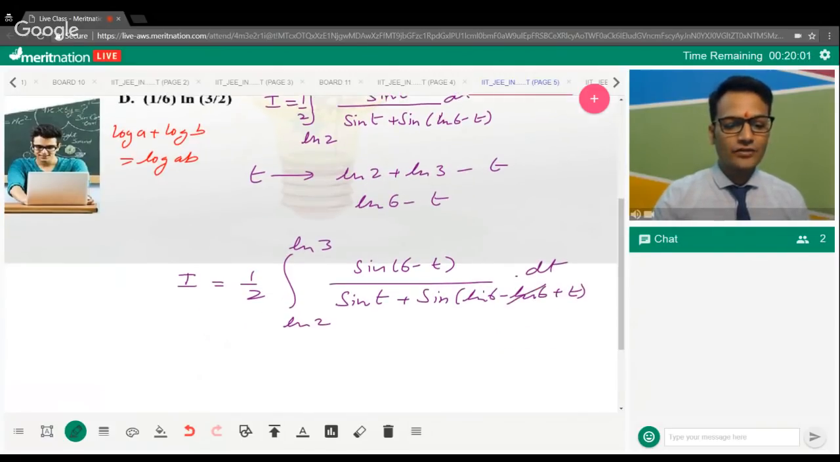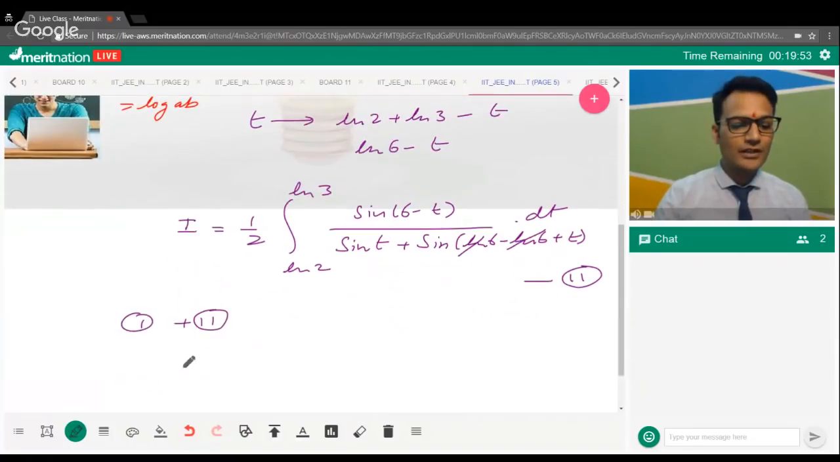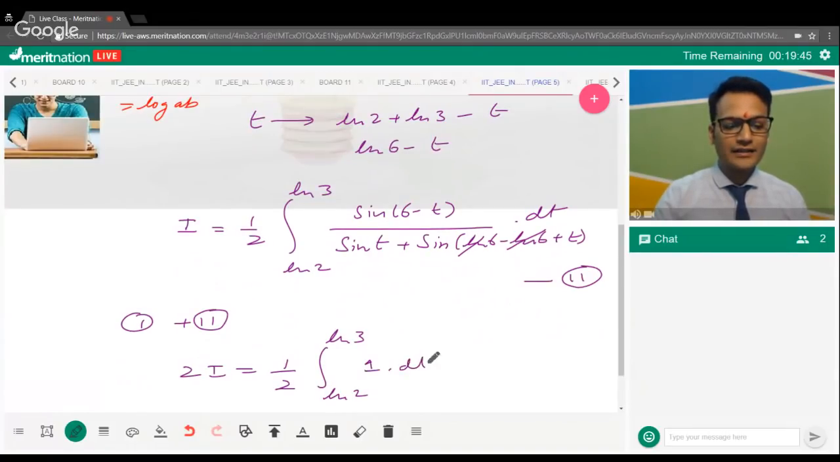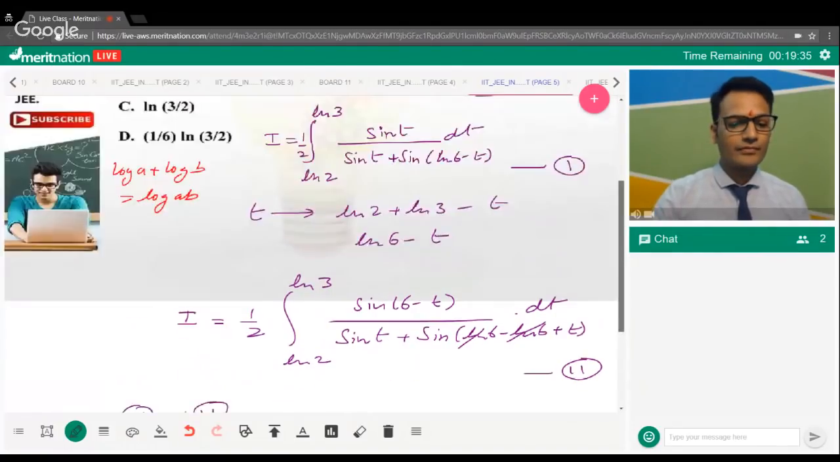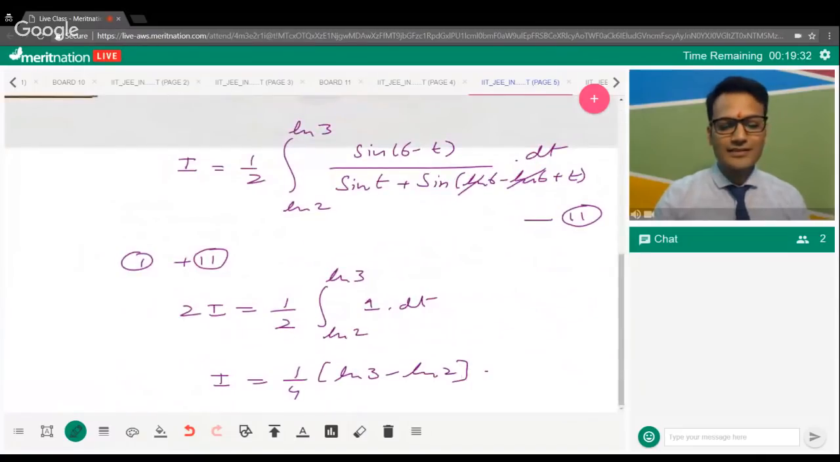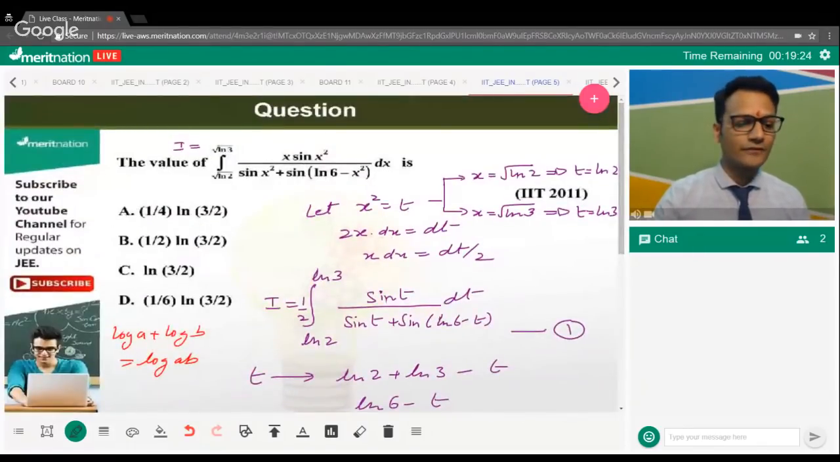And I hope all of us can see over here, if I'm adding, let's say this is equation 1 and this is equation 2, adding equation 1 and equation 2, we'll get almost a similar thing which we got in the previous case. 2I is equal to 1 by 2 integration 1 dt, right? Because the numerator and the denominator will be exactly the same. So I turns out to be 1 upon 4 times ln 3 minus ln 2. Plus minus in logs becomes division, so 1 by 4 log 3 by 2.